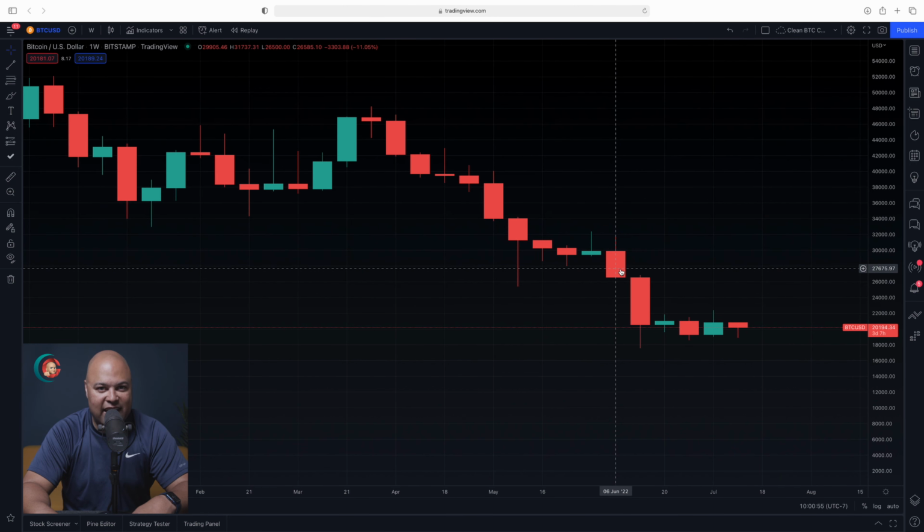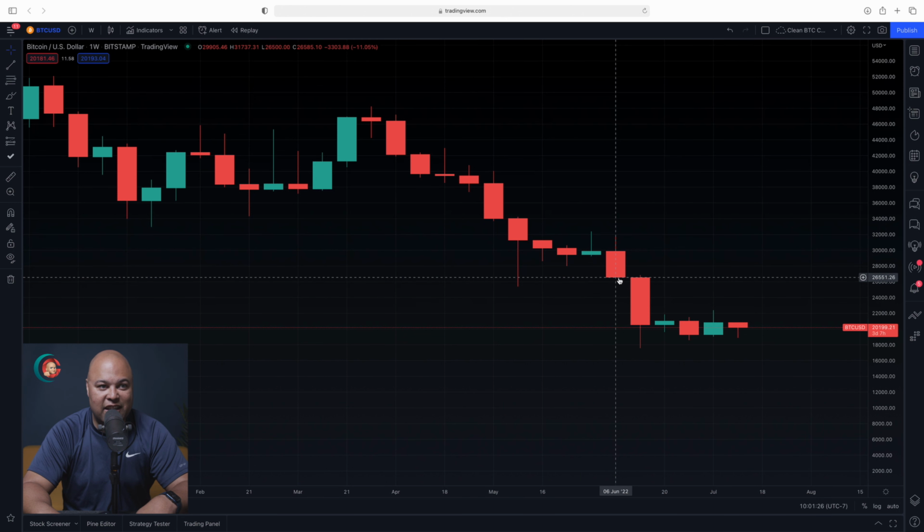The red candles are called bearish candles. Where the body of the candle begins on top, bearish candles start at the top of the body and end at the bottom of the body. So this candle was from June 6th, 2022 to June 13th, 2022. And when it started here on June 6th, it started here at $29,925.